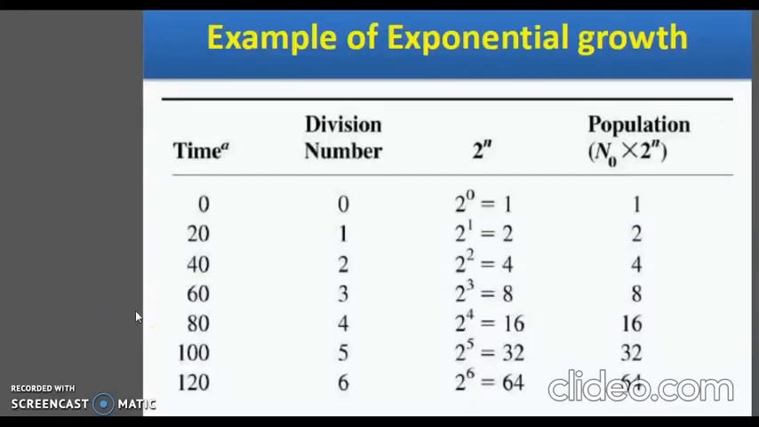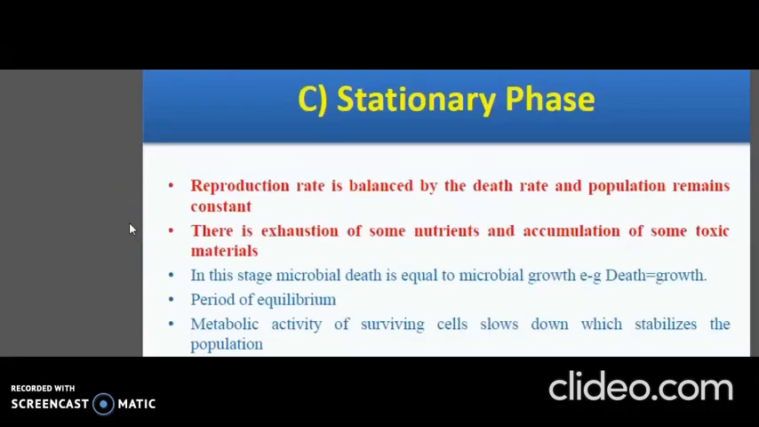Here you can see the example of exponential growth. You can see the time, the number of divisions, and the total population at the end of the division. The next phase is the stationary phase. Reproduction rate is balanced by the death rate and the population remains constant here. There is exhaustion of some nutrients and accumulation of some toxic materials. In this stage, microbial death is equal to microbial growth, and there is a period of equilibrium. The metabolic activity of surviving cells slows down, which stabilizes the population.